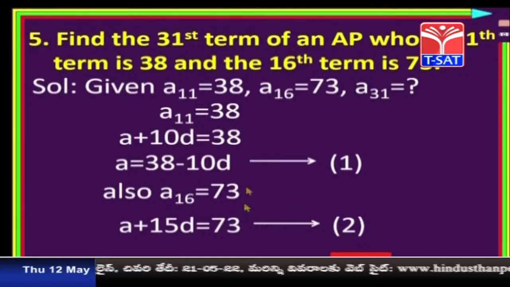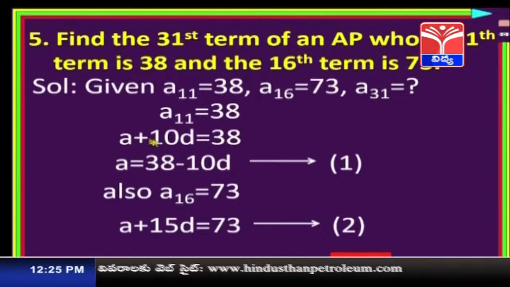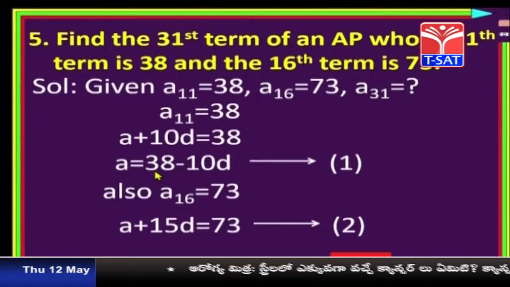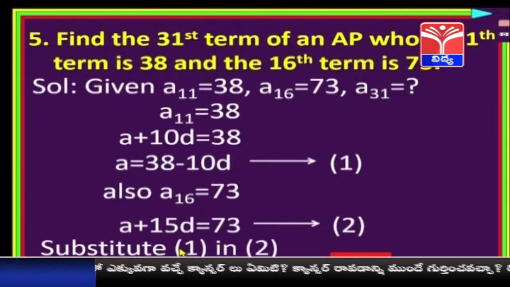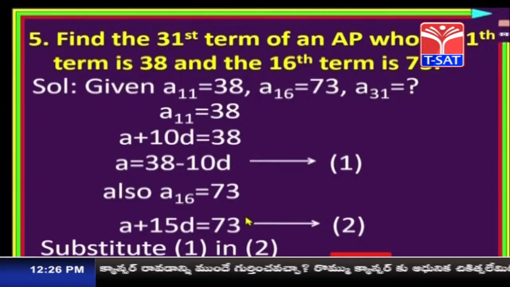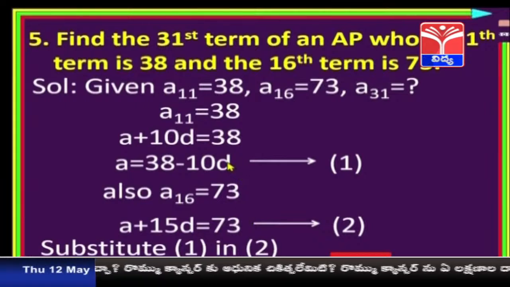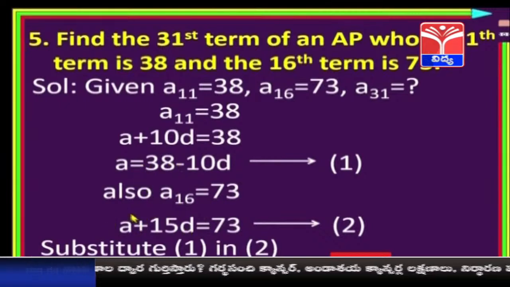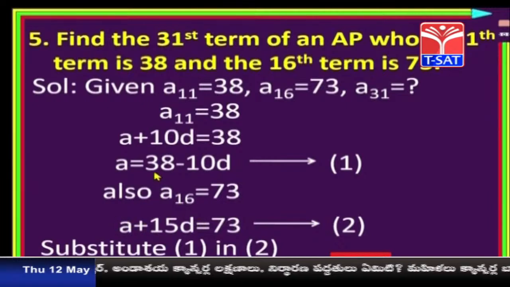So, solve these two relations. Okay. Otherwise, maybe A plus 10D is equal to 38 as equation number 1, then these are two linear equations in two variables. Okay, solve those two linear equations in two variables, you will get A and D. So, this is another method, this is the substitution method. Okay. So, A is equal to 38 minus 10D, substitute this A value in 2, substitute 1 in 2, as these are two linear equations we can solve by the elimination method or substitution method. Okay. So, after substituting, replace A in relation 2 with 38 minus 10D.